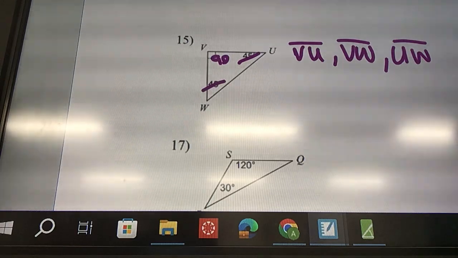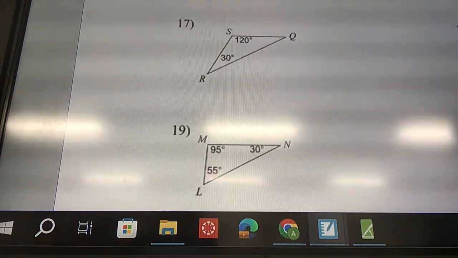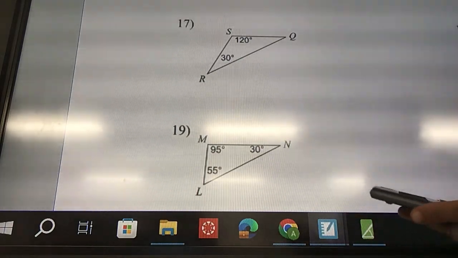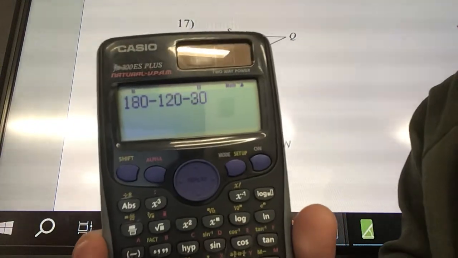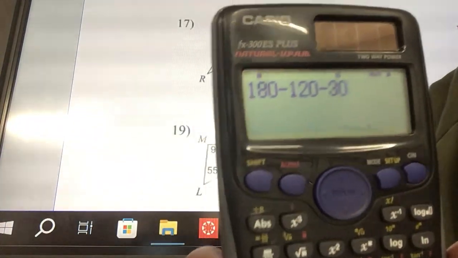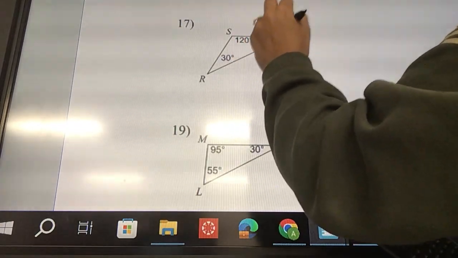Okay, 17, I am missing one on that one. So I'm going to have to go 180 minus 120 minus 30, so the two that are in there. And so that's going to be 30.